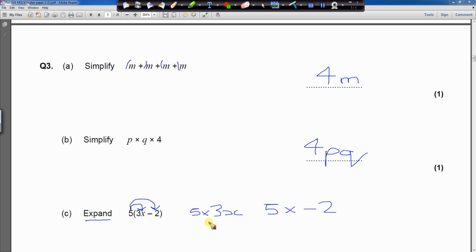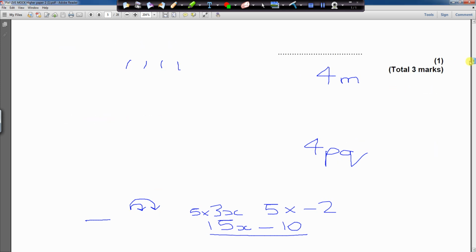Well, 5 times by 3x will give you 15x. And 5 times by minus 2 will give you minus 10. And that's the answer to this one. Okay, I'm sure that is the end of that particular question. And that's it. Lovely.